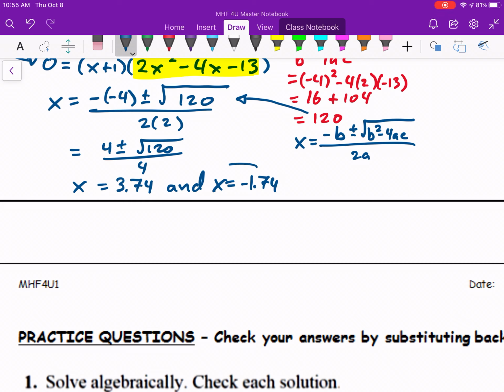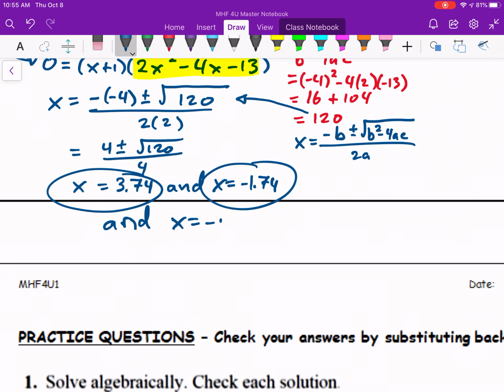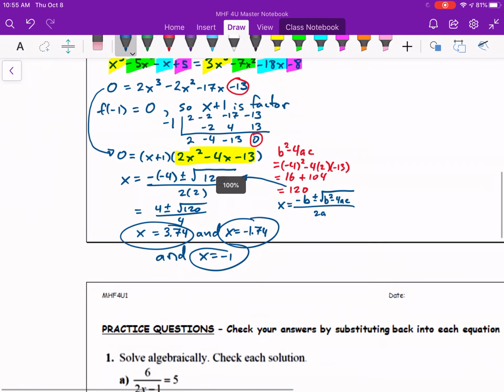So that's one solution. That's another solution. Don't forget we also had the solution from up above, that x equals negative 1. We can't forget about that one.